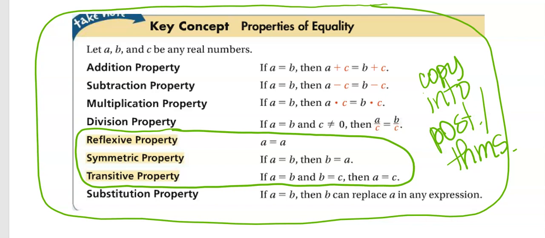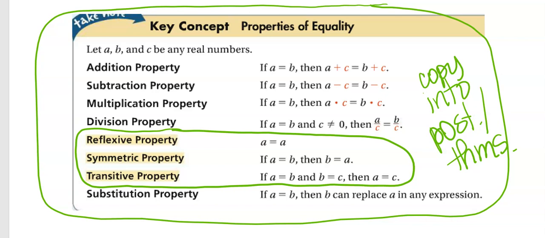The addition property of equality means that you add the same amount to both sides. So when you look at this right-hand column, the plus C just means you're adding the same amount to both sides. The subtraction property means that you're subtracting the same quantity from both sides. Multiplication means you're multiplying the same quantity to both sides. Division, same thing, you're dividing both sides by the same number. So those kind of make sense because you've already seen them before.